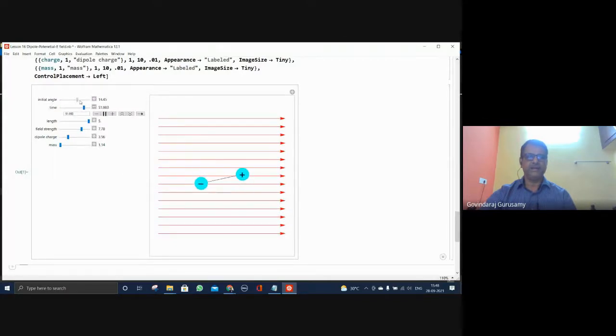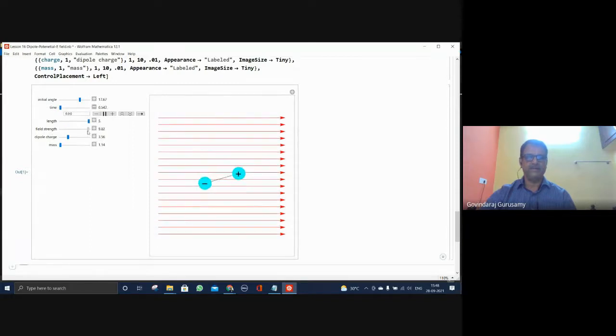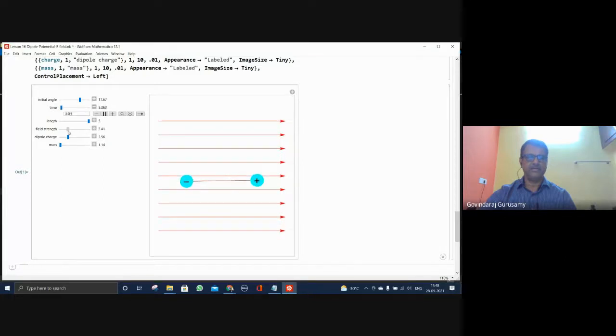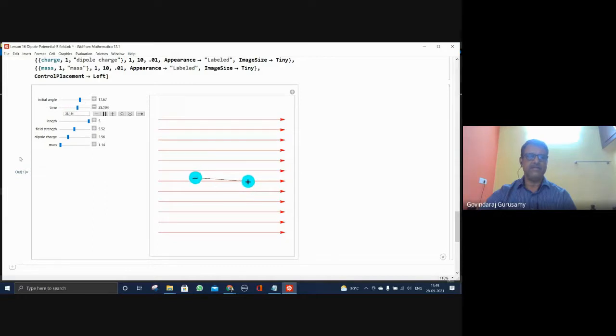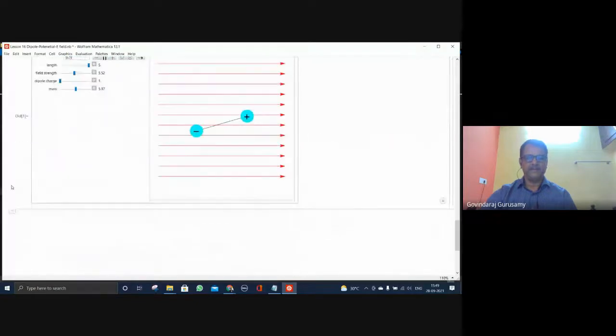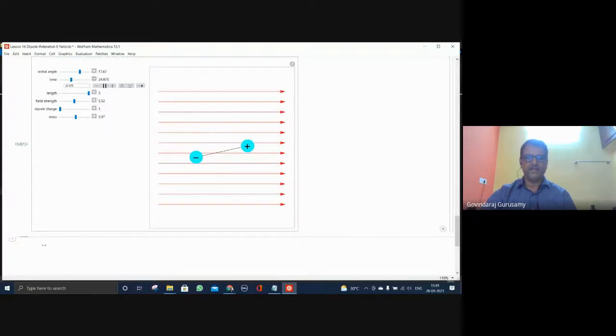Here the initial angle is more. Torque experienced by this is more, and length becomes smaller, and the field strength also can be changed. You can see the number of lines there are more and more. And you see the field also brings the charges together, which is effectively reducing the length of that dipole. Dipole charge can also be changed independently, and mass also can be changed. So mass change also has an influence because it's connected to moment of inertia I, and you can see that oscillation takes less time.